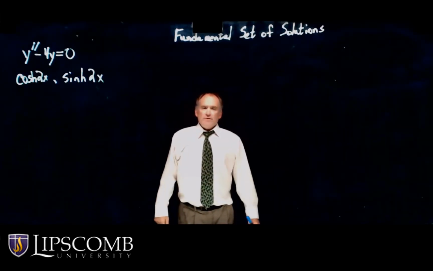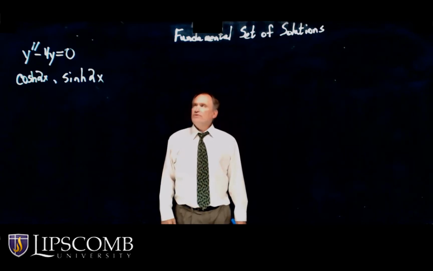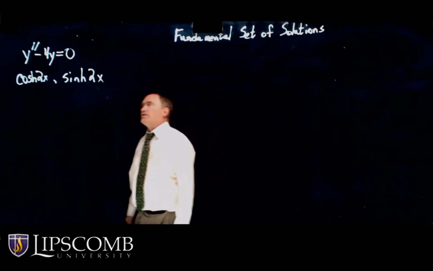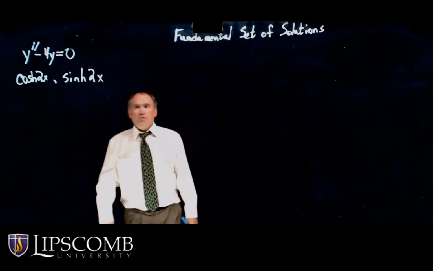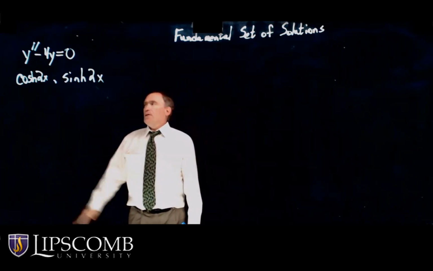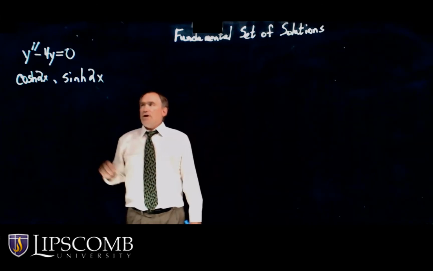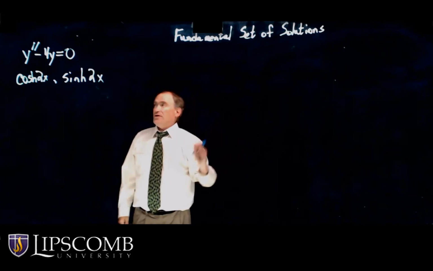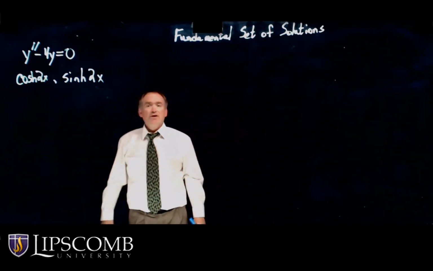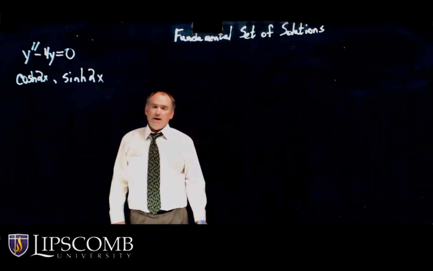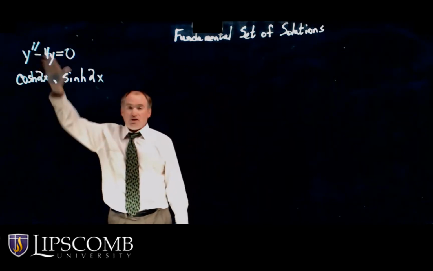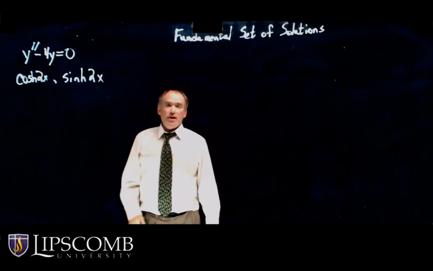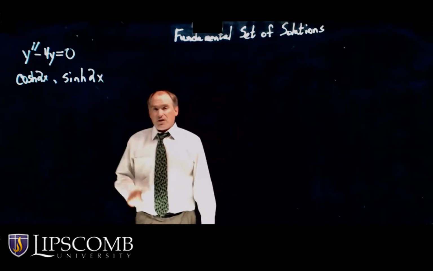Let's talk about fundamental set of solutions. So I picked out an example to use to talk about this. y double prime minus 4y equals 0. Hyperbolic cosine of 2x and hyperbolic sine of 2x, I claim, is a fundamental set of solutions for this differential equation. Now the first thing I notice is this is second order, and how many functions do I have? I have 2. So second order, 2.